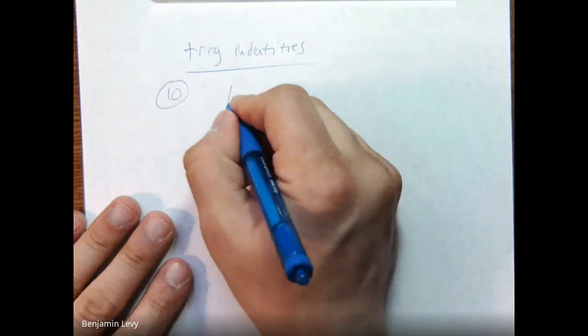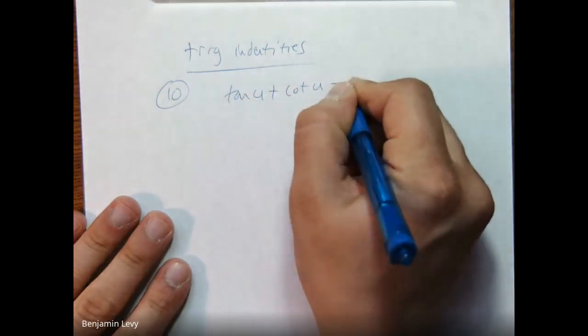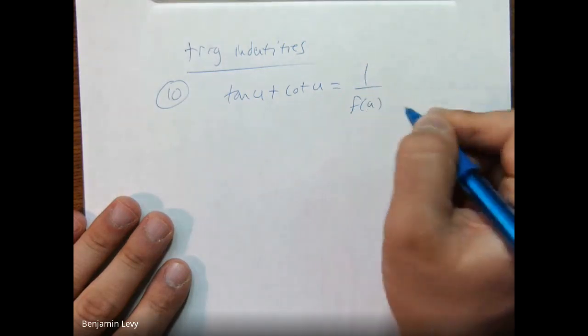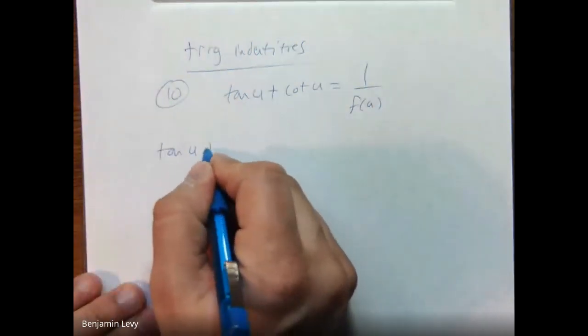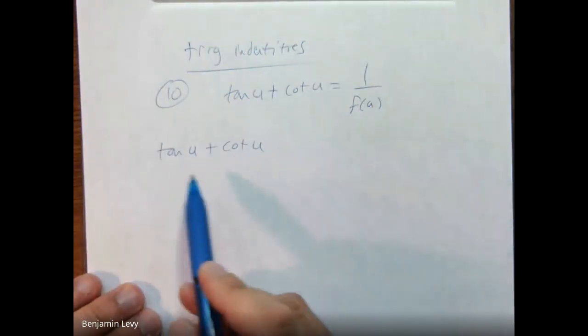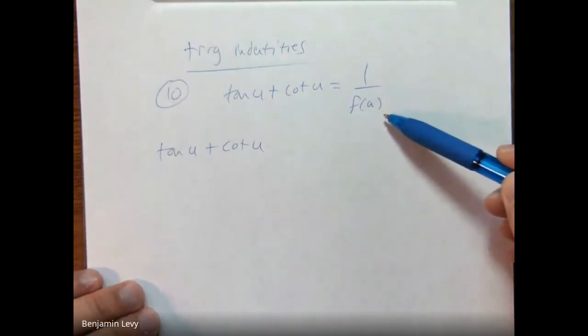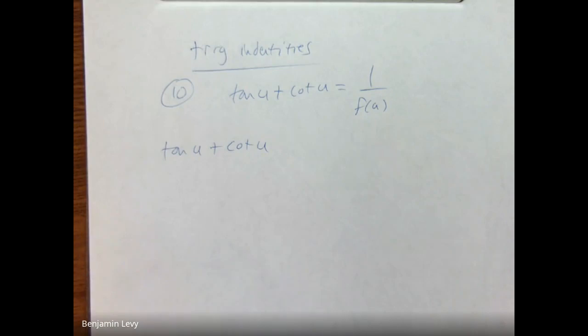It says tangent of u plus cotangent of u equals something underneath a 1. In other words, it's telling you to start with tangent of u plus cotangent of u, and when you simplify it, it'll simplify into 1 over something with a u in it. So, okay, go ahead. What was your question? Do you want me to just work it, or do you have a specific question?